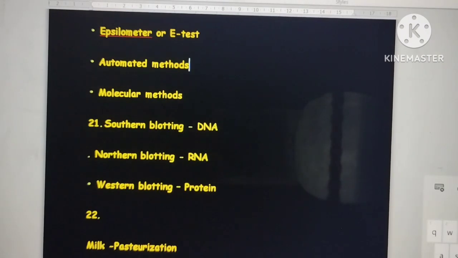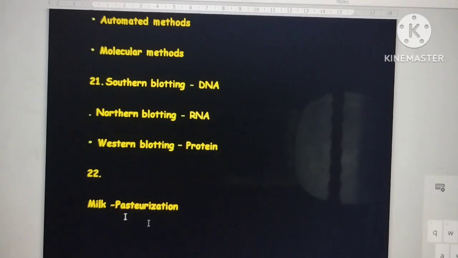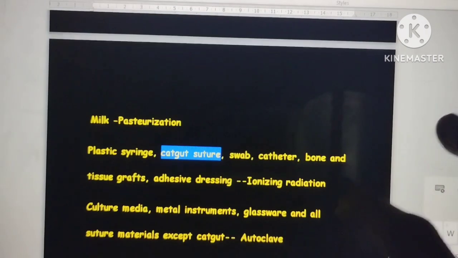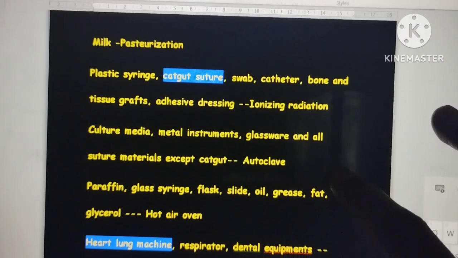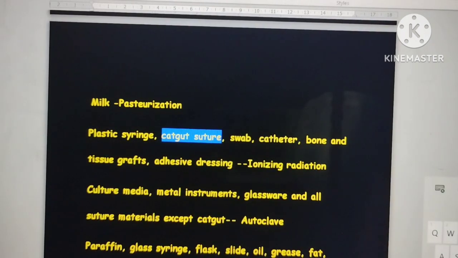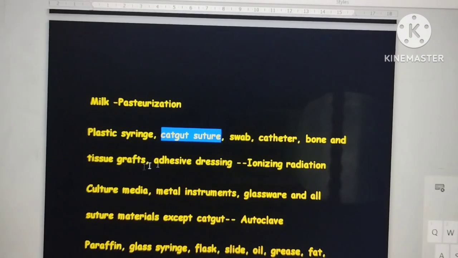Okay. So next. Friends, as we discuss the methods of sterilization above, I'll be saying some of the important methods which have been used and asked in examination. As you know, milk is sterilized by pasteurization. Ionizing radiation is for plastic syringe, catgut suture, swab, catheter, bone and tissue graft and adhesive dressing. So this has been asked.